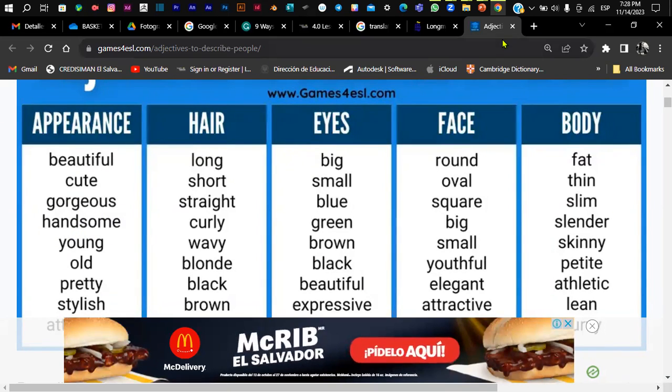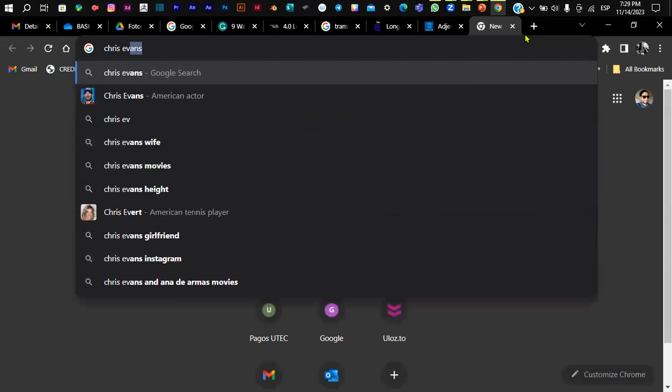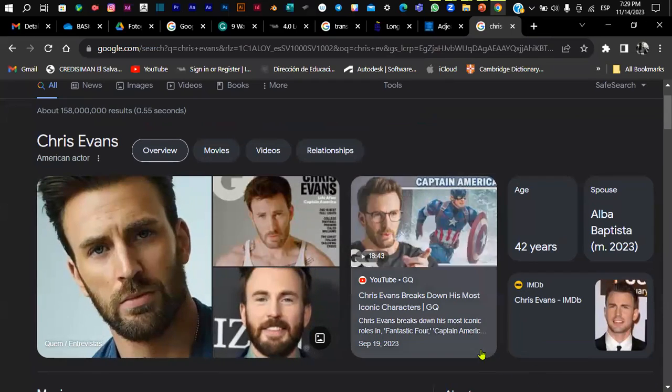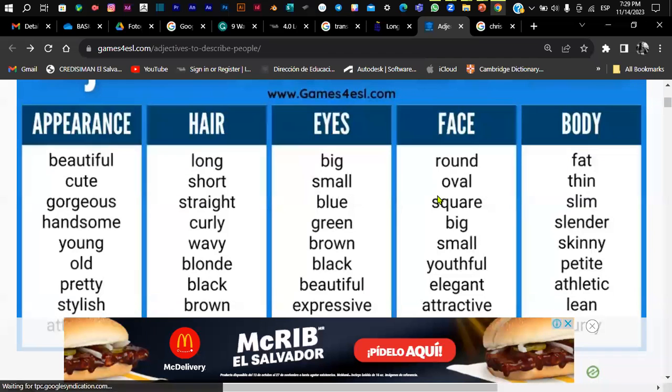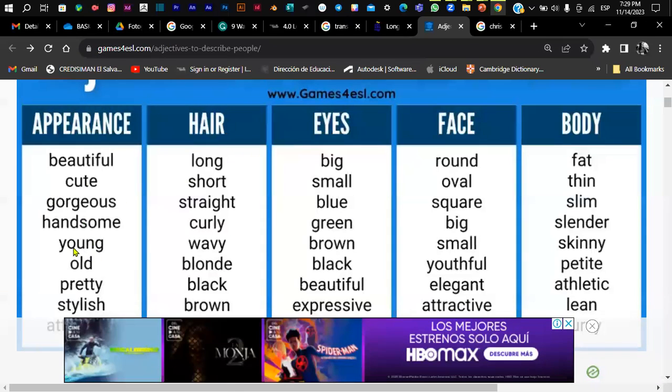Is Chris Evans handsome? Do you know Chris Evans? No? Chris Evans, the actor. Yes. Is he handsome? Yes. Okay, he is Chris Evans. Okay, American. The Mr. America? No? Señor America, kinda. Okay. Next.